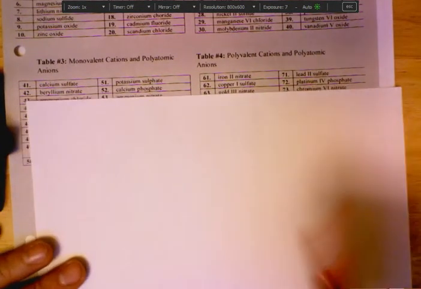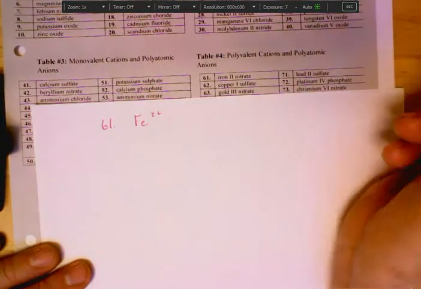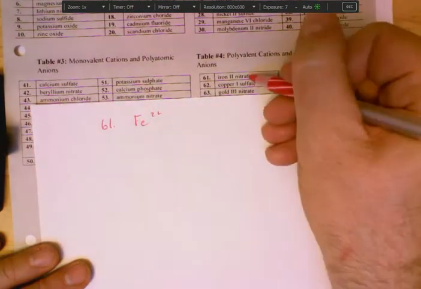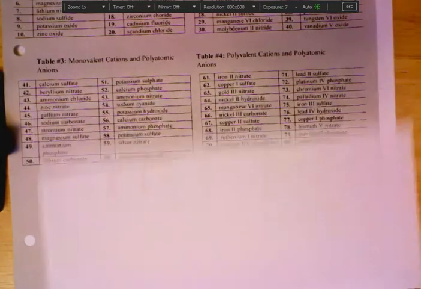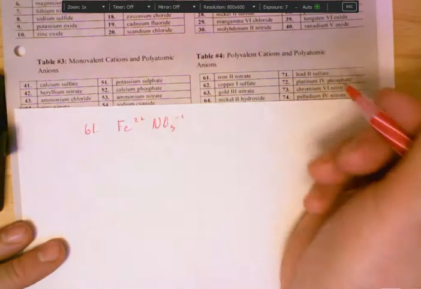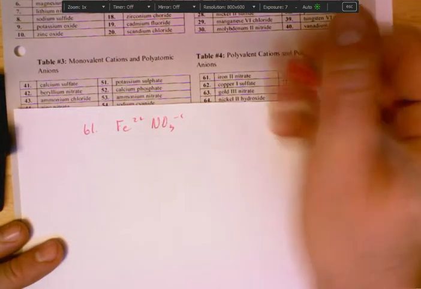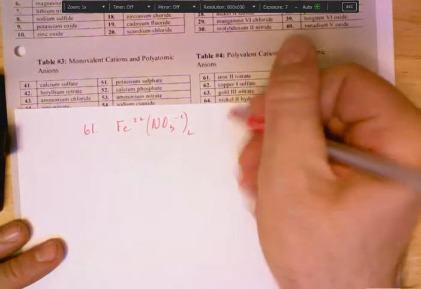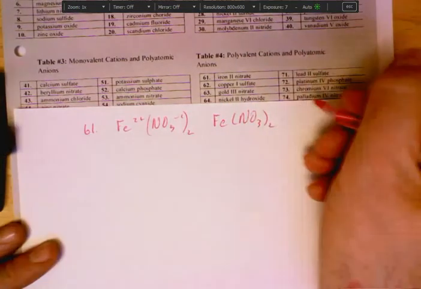Okay, so the first one, iron 2 nitrate, number 61. Fe 2+ is the iron 2 ion. And then we have to look up nitrate on the periodic table. Just off the top of my head, NO3 -1. And then we have to make the charge on the anions equal the charge on the cation, so let's put some brackets on there, put a 2 on the outside, so it's Fe(NO3)2.